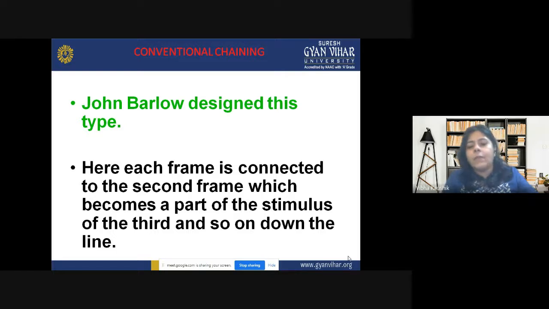And the second frame will work as a part of the stimulus, means it will motivate the students to know much more about that particular topic or concept. Means it is stimulating, motivating, encouraging the students to get further knowledge on that particular concept or topic.